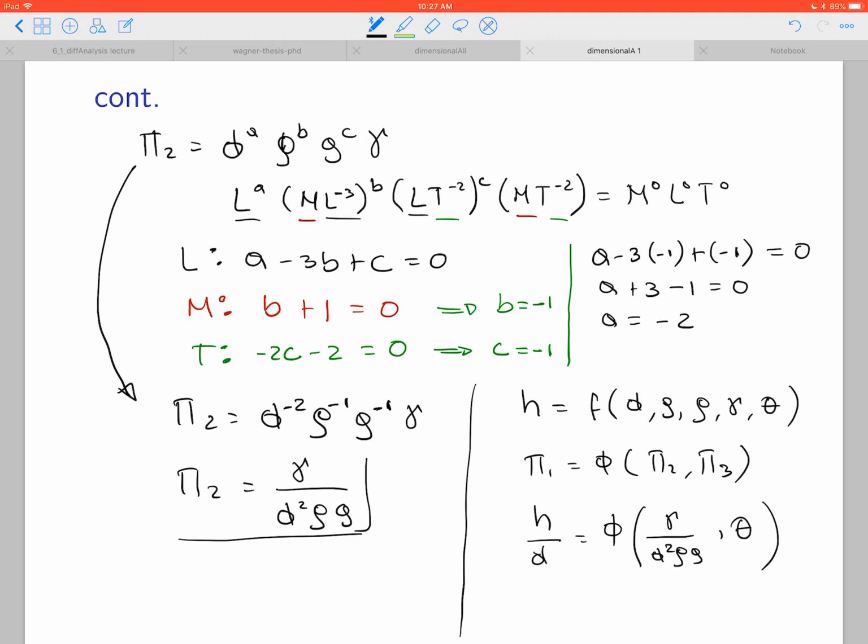So we have only 3 variables, 2 of them independent. So we are going to be able to find out h in terms of 2 variables instead of 4 variables, and in this case, much fewer experiments. Okay, so that's an illustration of how to compute the pi numbers using this technique. Thanks very much.